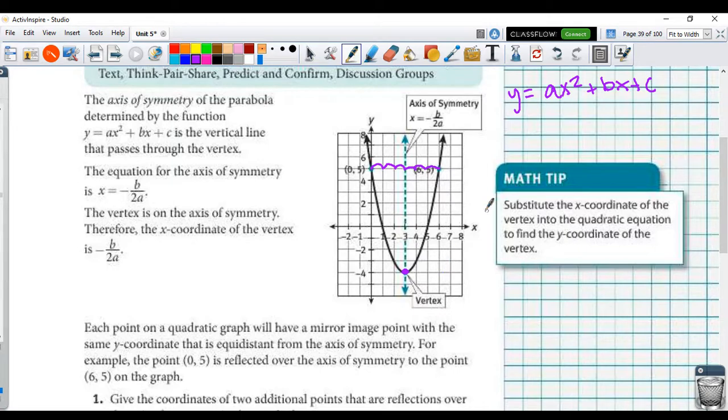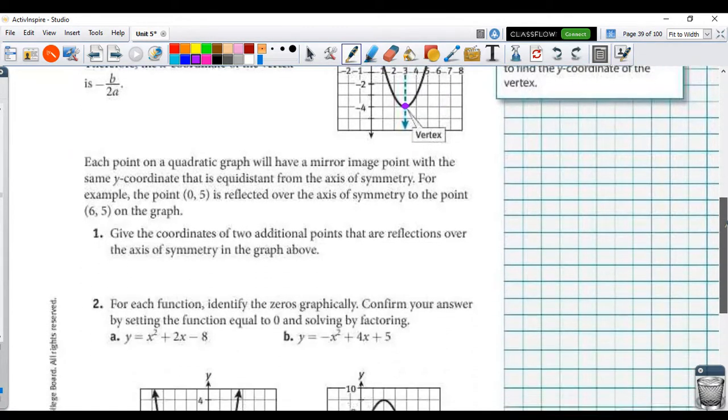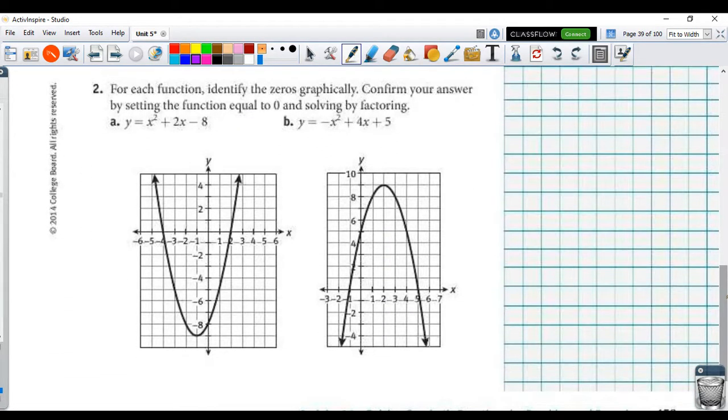we are going to, in a graph, find the zeros by looking at the graph. We're going to find the axis of symmetry by looking at the graph, and then we're going to find it using the equation that they gave us. We're going to find the vertex by looking at the graph, then we're going to find it by hand, and we're going to determine the max or the min of the function by looking at the graph. Okay, so we'll do A together, and then I'll let you try B.